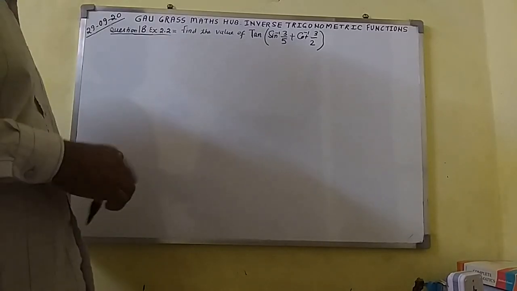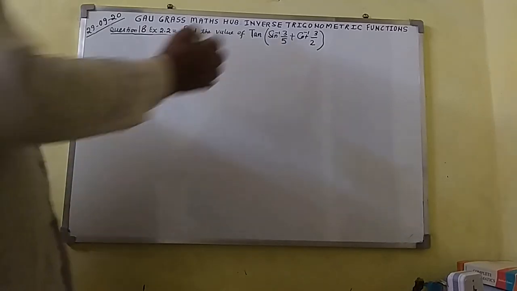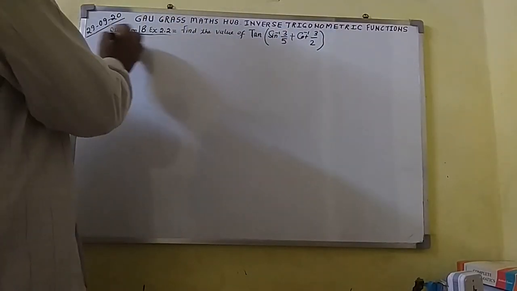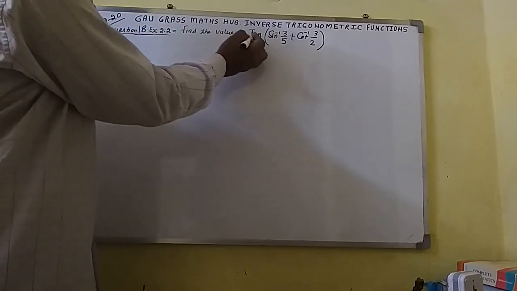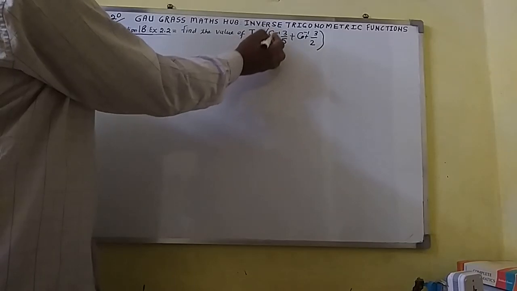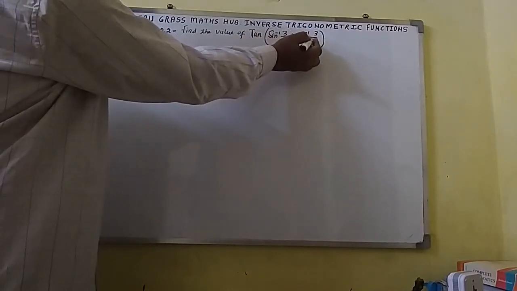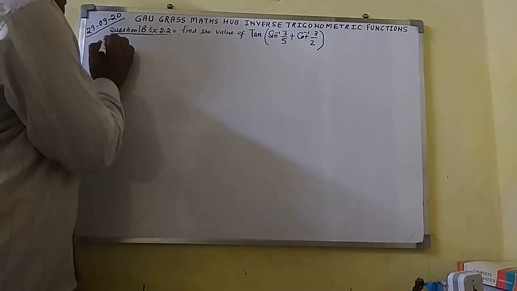I am going to discuss one question that has been taken from inverse trigonometric functions. That question is question number 18, exercise 2.2: find the value of tan in bracket sin inverse 3 over 5 plus cot inverse 3 over 2 bracket close. Now come to the solution. Solution I shall write here.